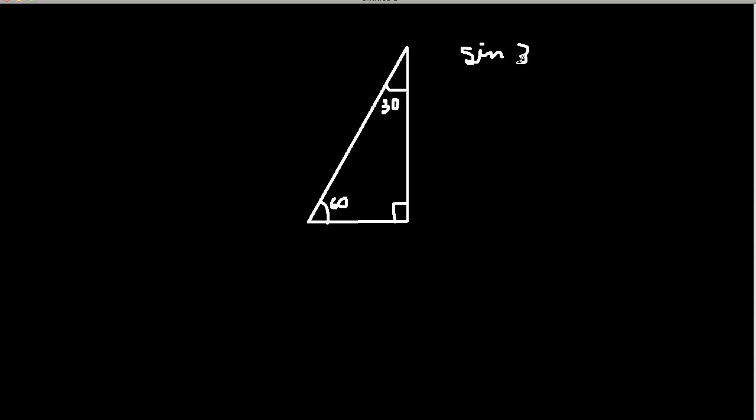what we have is that the sine of 30 degrees equals cosine of 60 degrees, and that equals a half, okay, just from before. And similarly, we get that the sine of 60 degrees is equal to the cosine of 30 degrees.